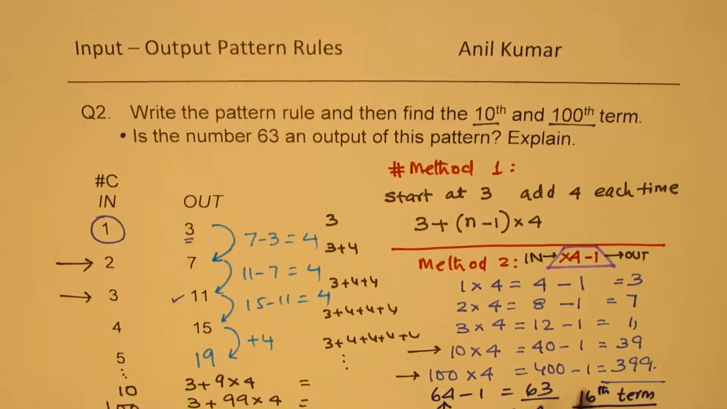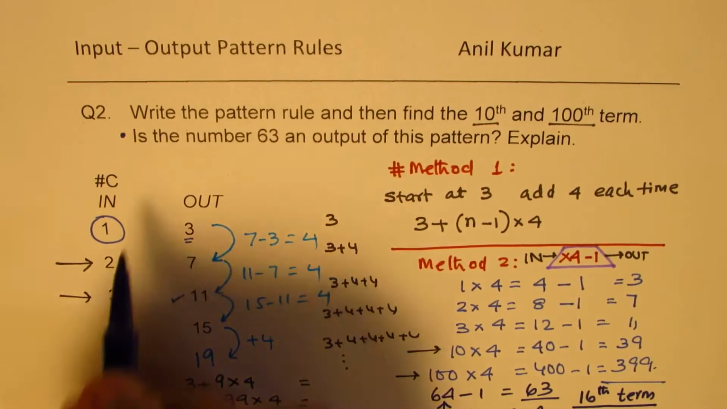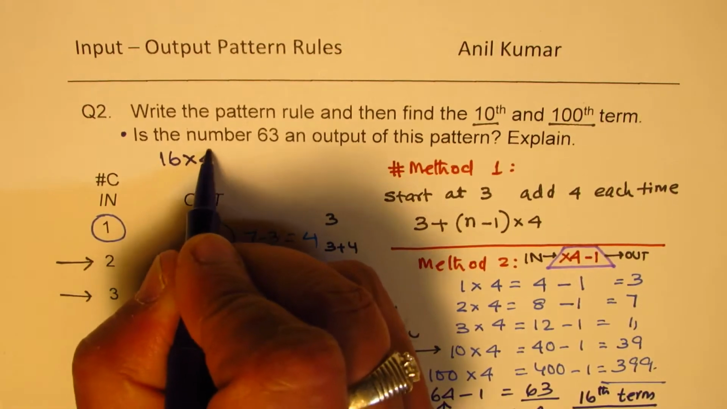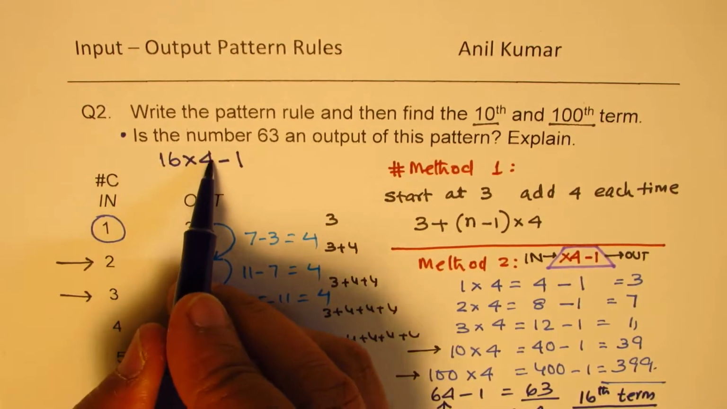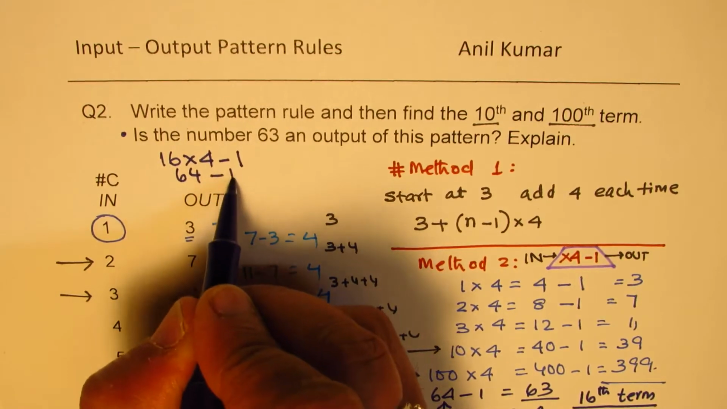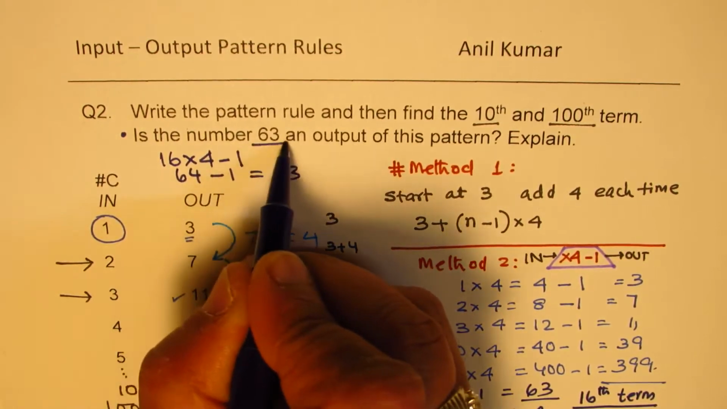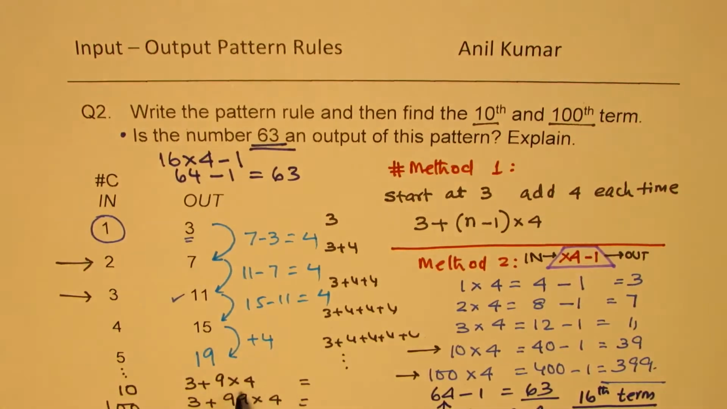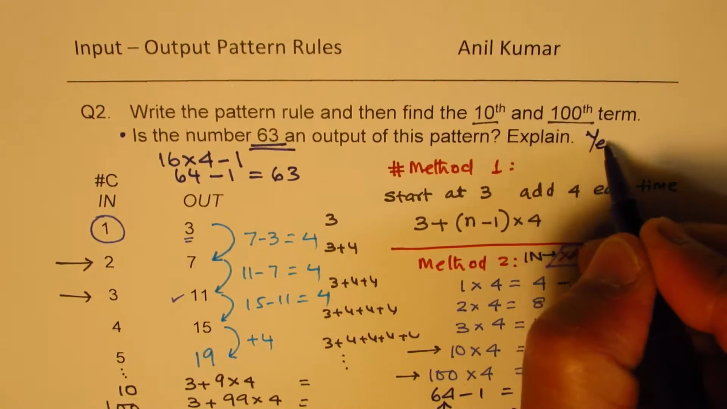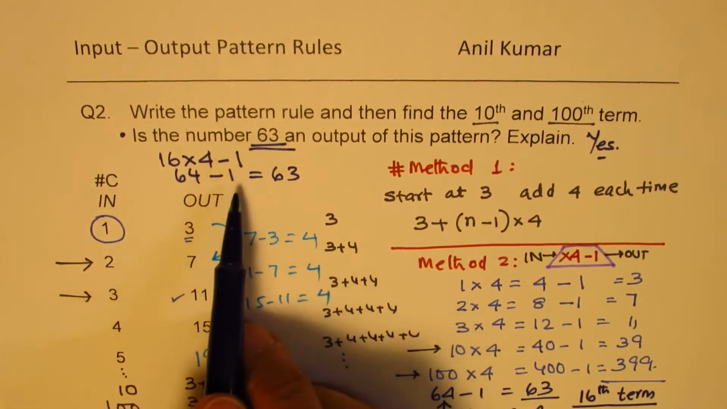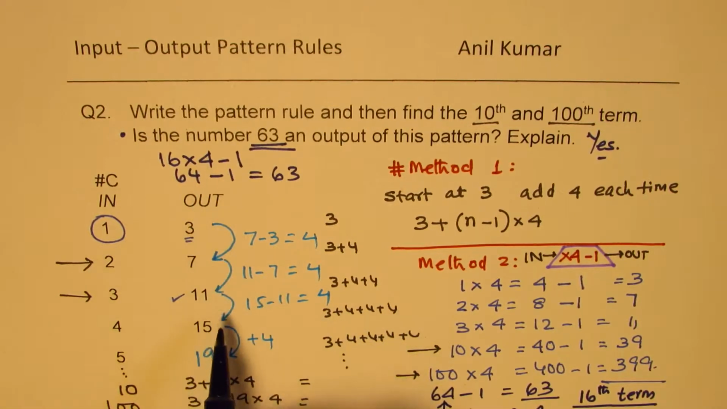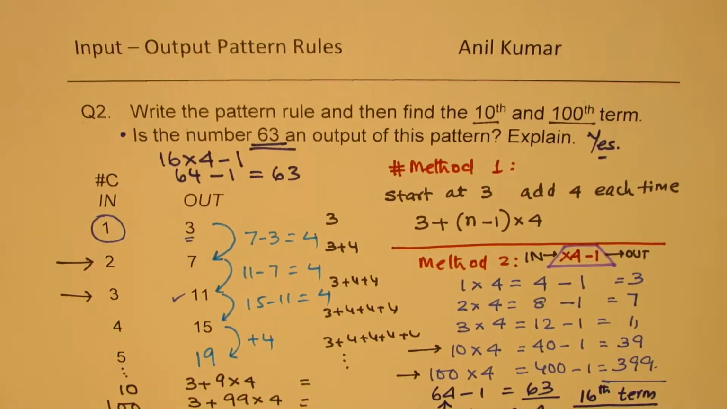So 16th number will be 63. So you can check. 16 times 4 minus 1. 16 times 4 is 64. Minus 1 is 63. Do you see that? So we get 63 is a part of our pattern, right? So the answer is yes. And the explanation is, since 63 is 1 less than 4 multiple, it has to be an output. And it is going to be the output for which number? 16 input, right? The 16th term.